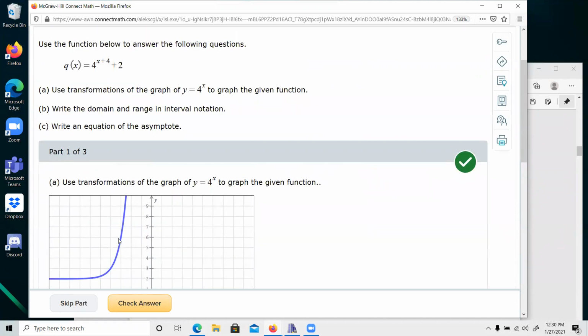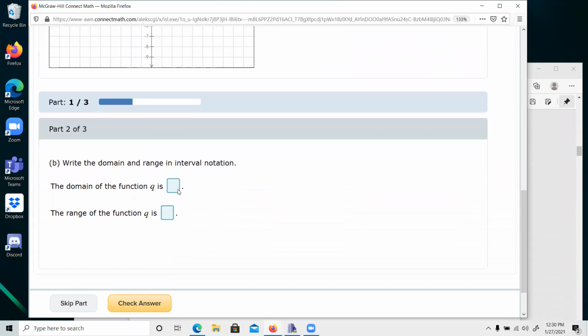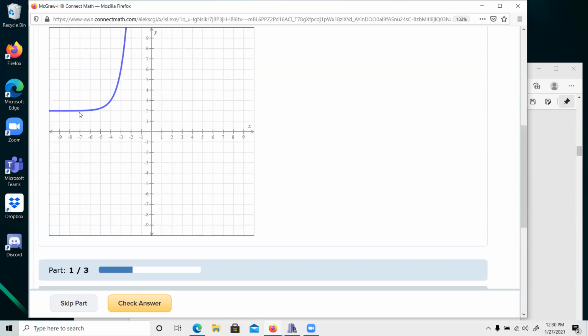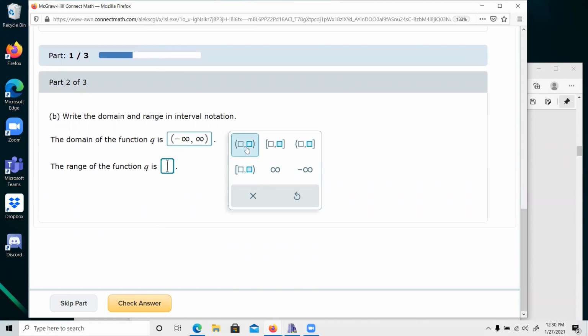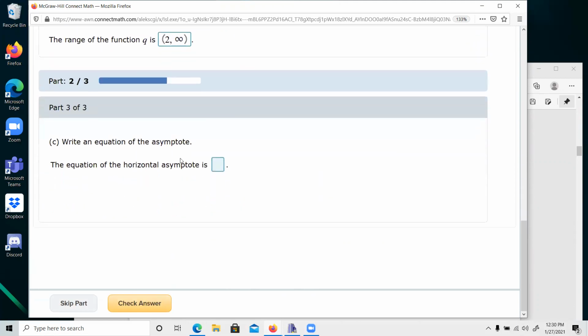Okay. Domain. Domain is fine. It's still everything, still all the real numbers. However, the range, what's the smallest number we get to? Well, we kind of get to 2, but not quite, because it moved it up. So we're still here. Now we're at 2, and it still goes pretty far up. All right, equation of the asymptote, y equals 2.